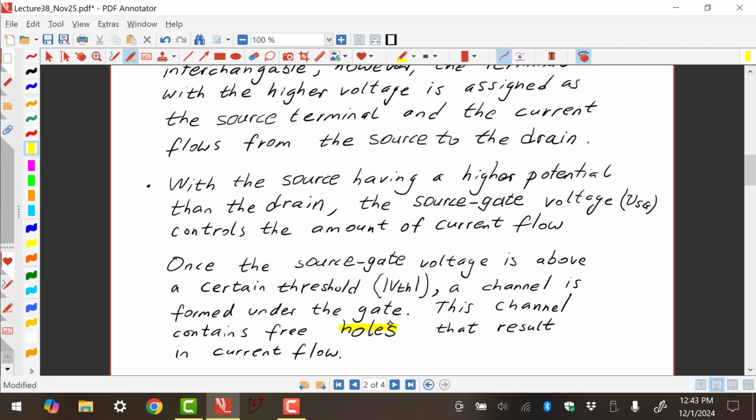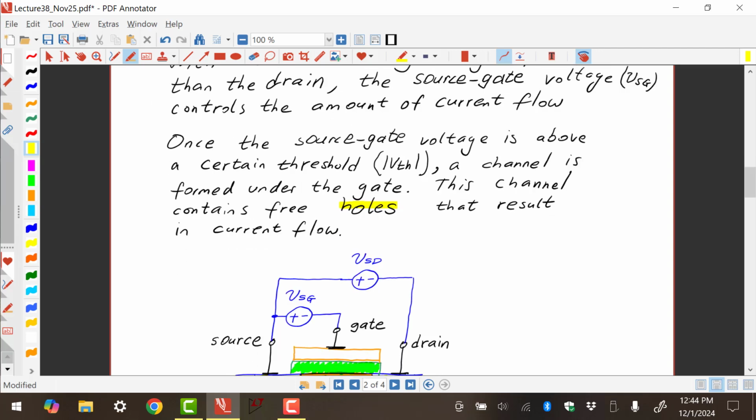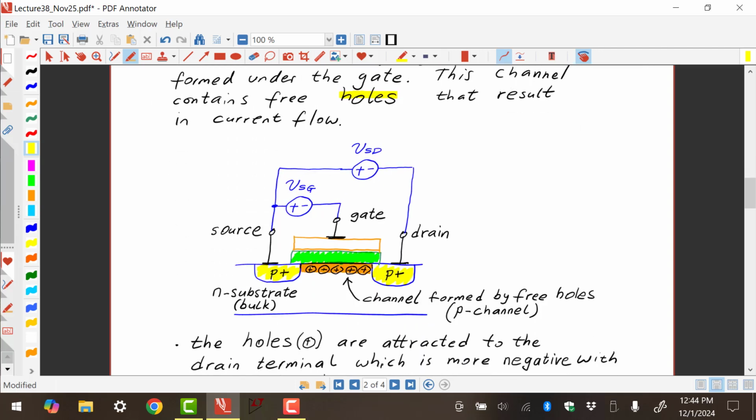Hole movement will result in the current flow, basically, right? So this is a P channel device, PMOS, and so the holes are the reason for the current flow. Now, if you want to take a look at a two-dimensional view of what's going on, here we have a split, side view of the gate, source, and the drain.